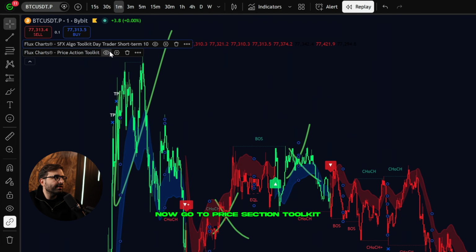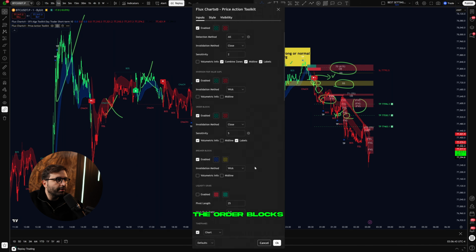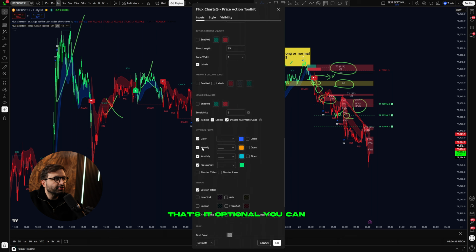Now go to price action toolkit, enable the fair value gaps, the inverse fair value gaps, the order blocks, the breaker blocks. That's it. Believe it or not, that's it. Optional, you can enable MTF highs and lows. And after you've done that, just hit the OK button, my friend.